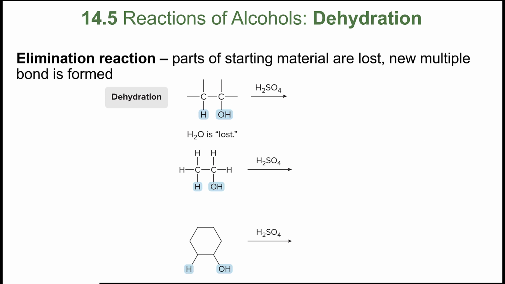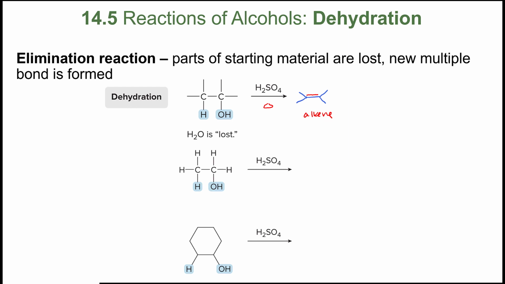There are many reactions that can be done with alcohols, one of them being elimination reactions. In this reaction, parts of the starting materials are lost and a new multiple bond is formed. So we're going to lose water in a dehydration reaction and form an alkene. We form the alkene via the loss of water, and this is done using sulfuric acid, and oftentimes heat accompanies this reaction as well.